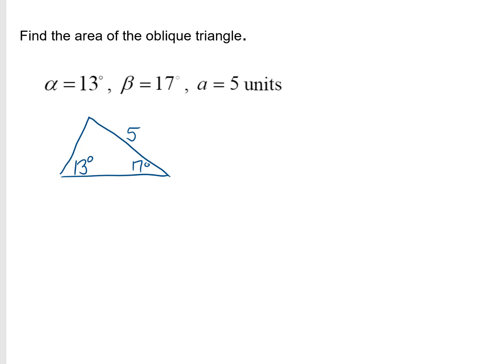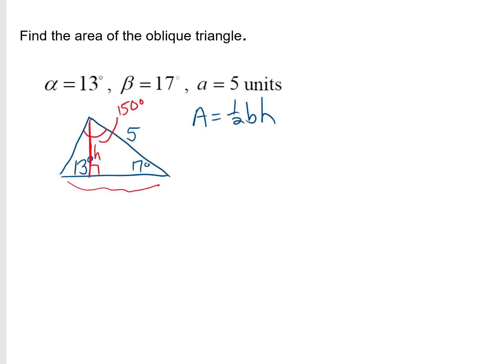If we want to know the area of a triangle, area is 1/2 the base times the height. So let's put the height in there. The height would be something like this. We can figure out this top angle if we needed it. That's going to be 150 degrees. But the problem is we don't have the height, and in fact we don't have the base either.